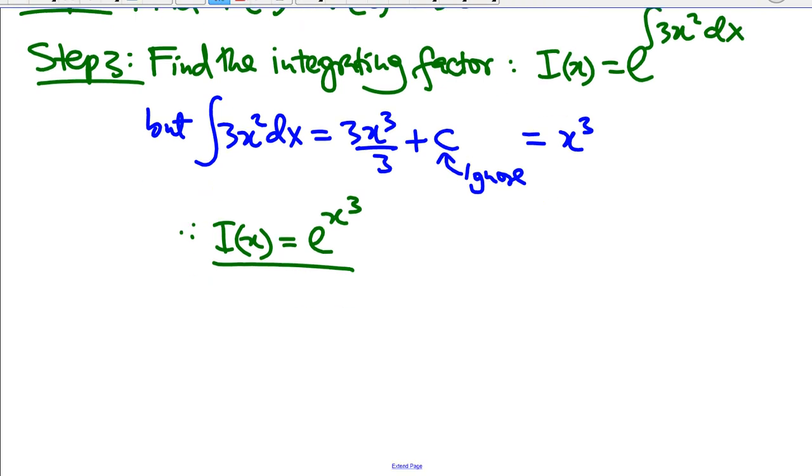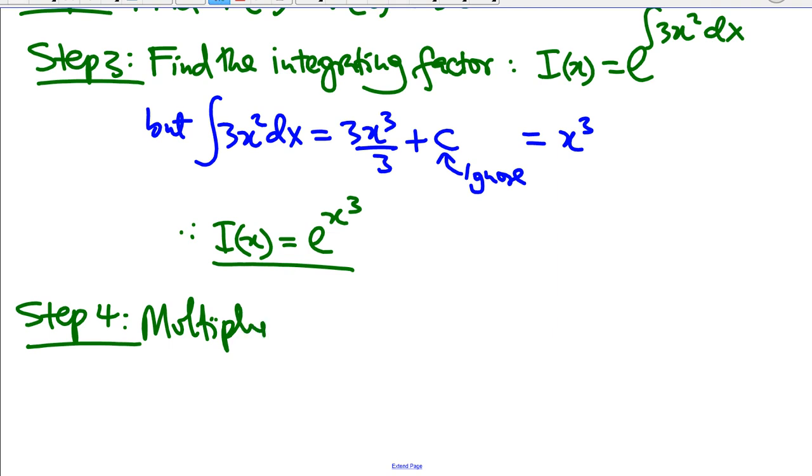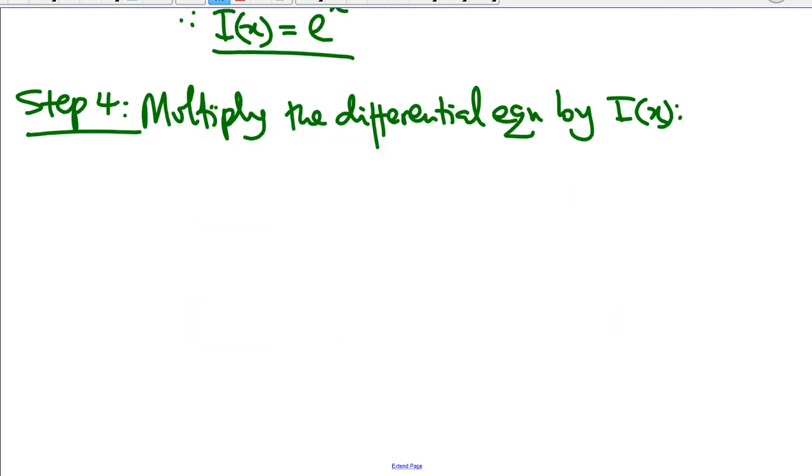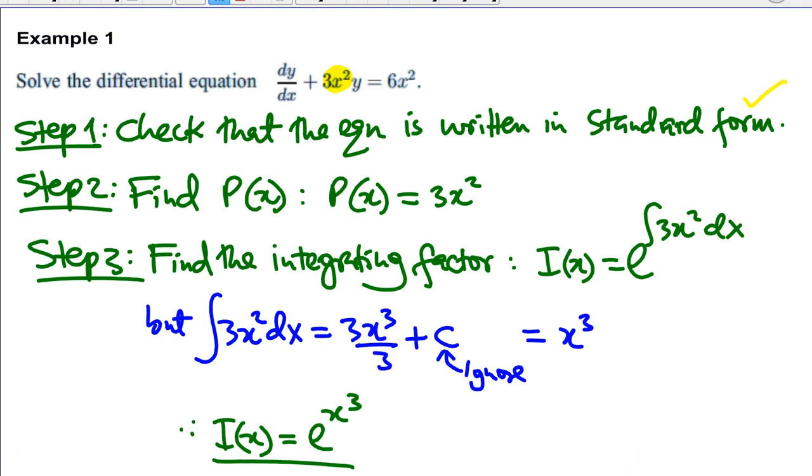What next? That brings us to step 4. We are going to multiply the differential equation by the integrating factor. So step 4, multiply the differential equation by the integrating factor. The differential equation that you're going to multiply is this guy here. You're multiplying both sides by the integrating factor.